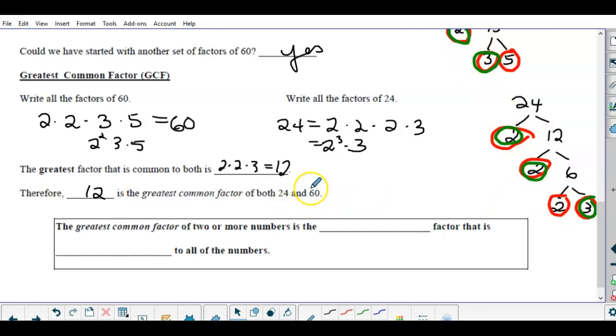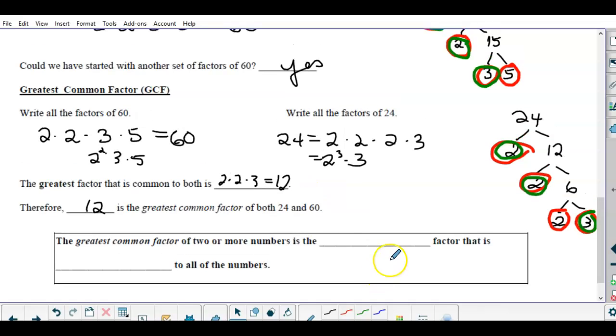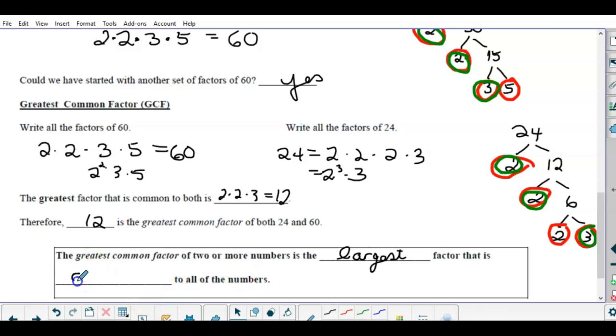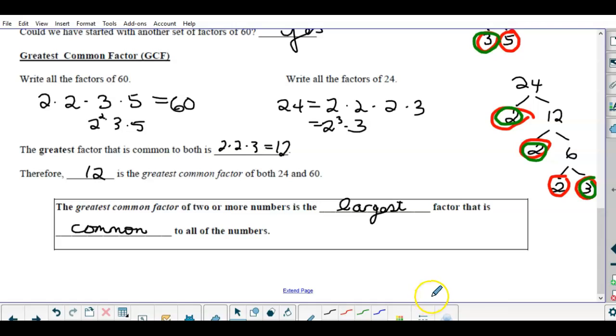So the greatest common factor of 2 or more numbers is the largest factor that is common to all of the numbers. Okay.